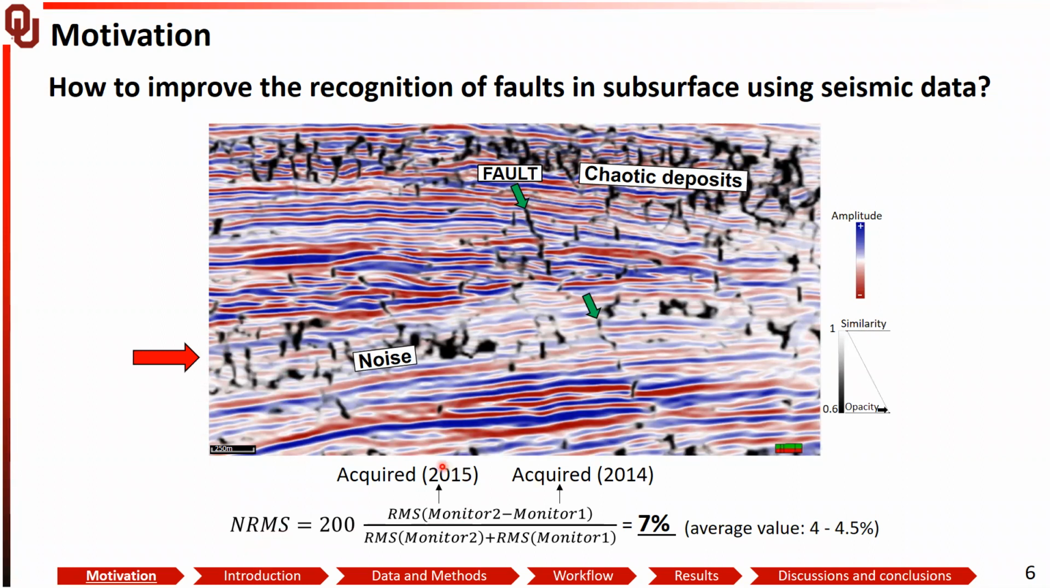I use 2 volumes from 2 different surveys, and I compare the RMS and get, for example, 7% of difference. That is higher than the average value described for other intervals and for other parts of the volume. So this is another way to see the impact of the noise, a more quantitative way.